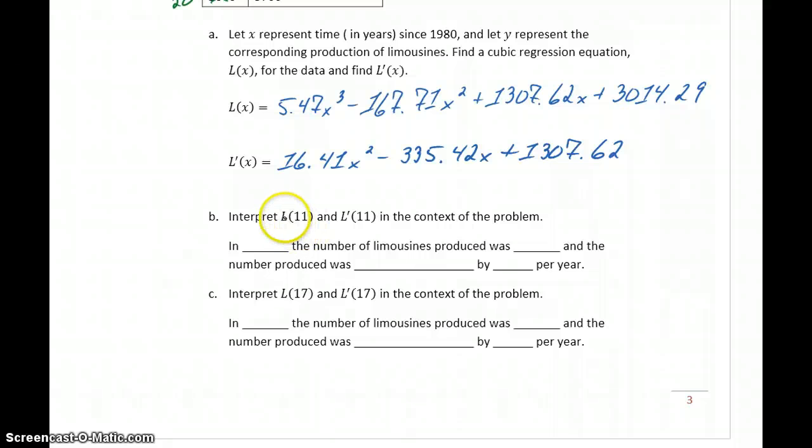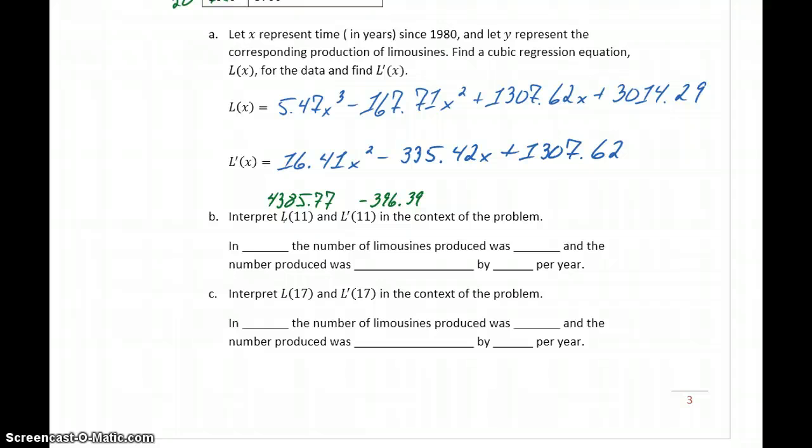So now what we want to do is evaluate L of 11 and L prime of 11. So we could again do that using Wolfram Alpha. Evaluating the original function at x equals 11 would give us a result of 4,385.77, and L prime would give us a result of negative 396.39.